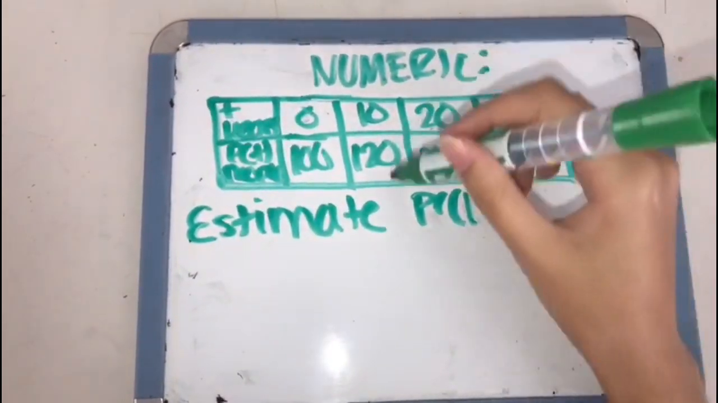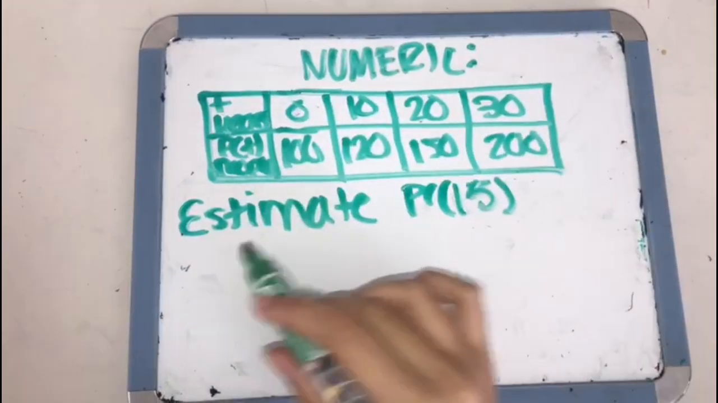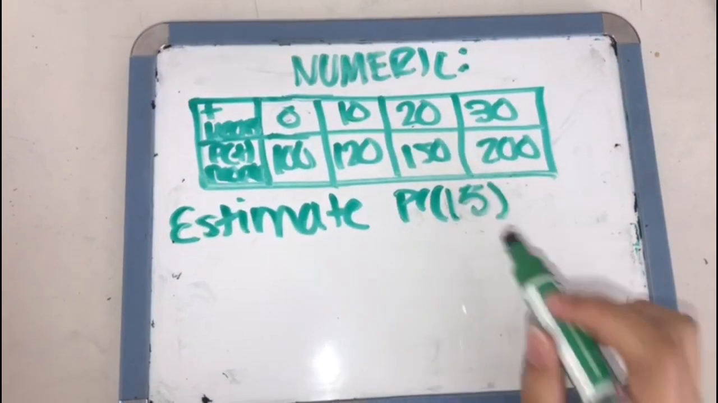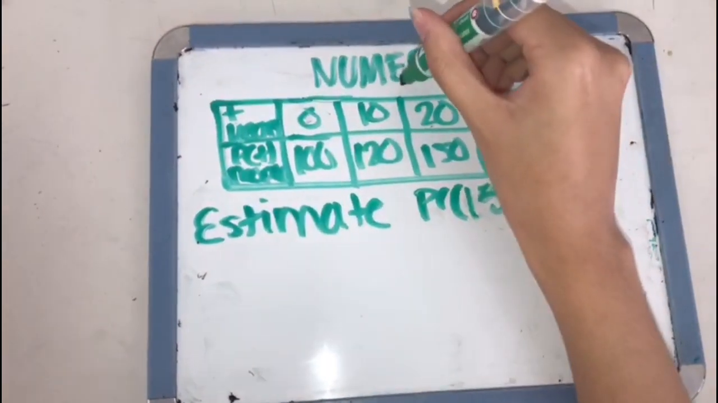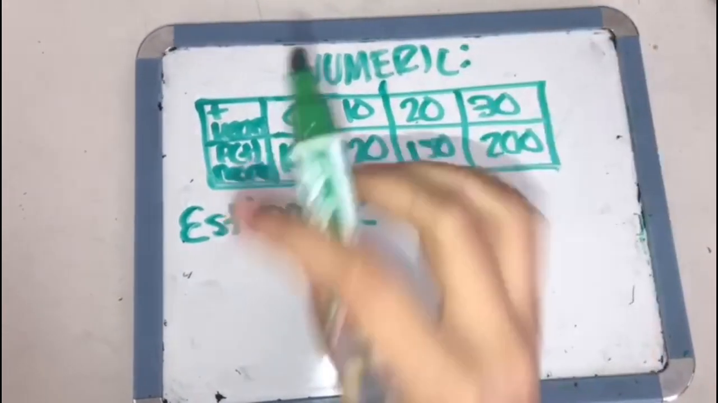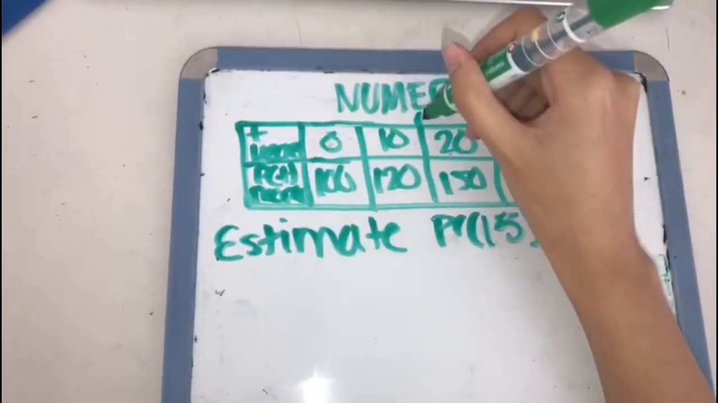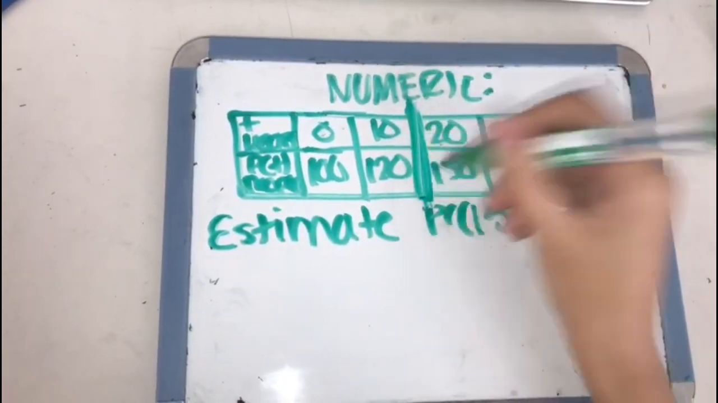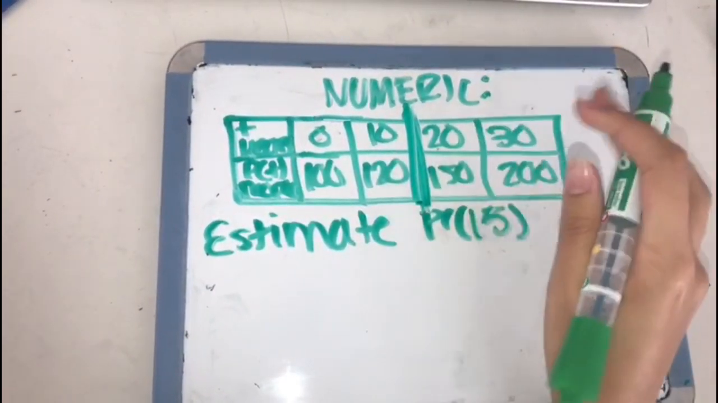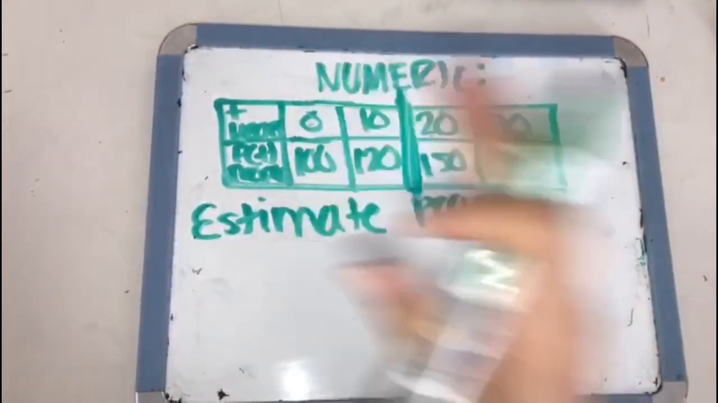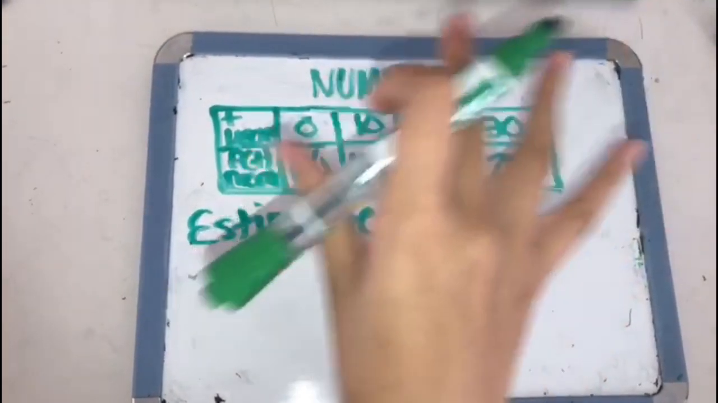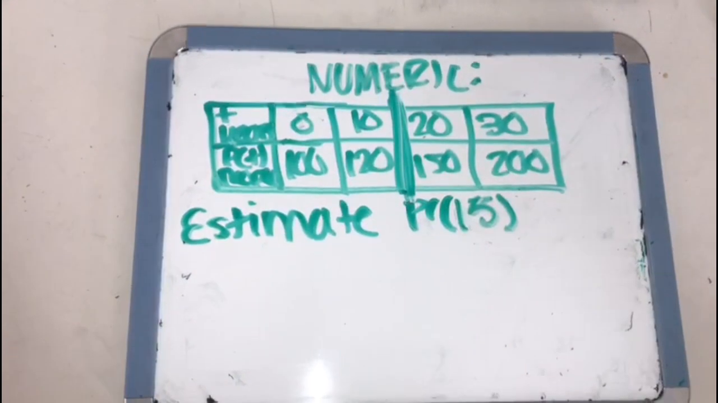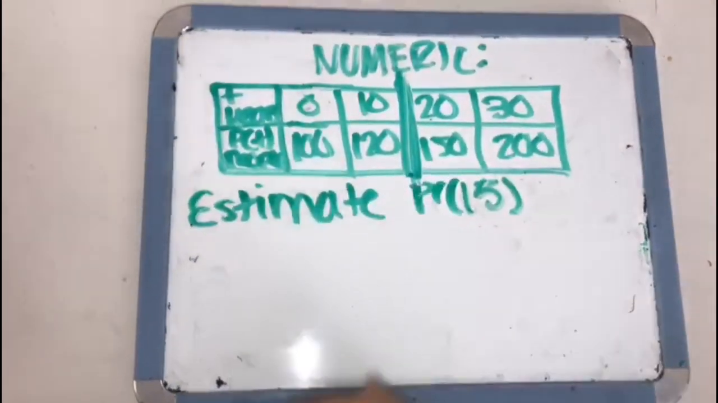So we have to estimate P prime of 15. If you think about it, 15 would be right between 10 and 20, right? Because 10, 15, and 20. So let's make a line here so we can identify where the 15 would be. So between 10 and 20 we have 150 and 120. We will be using those four numbers and then interpreting into the derivative and then finding the answer.